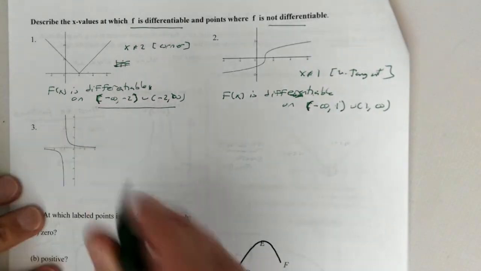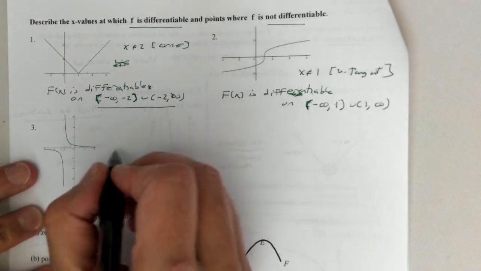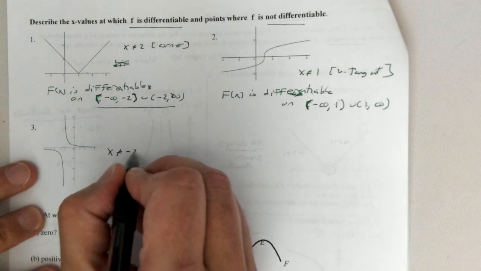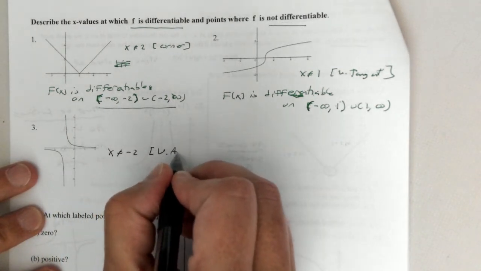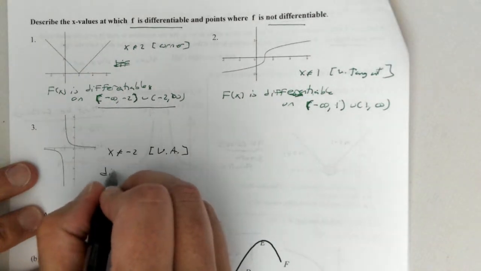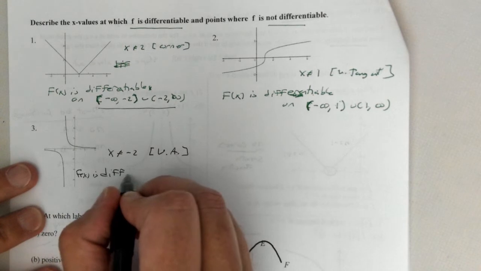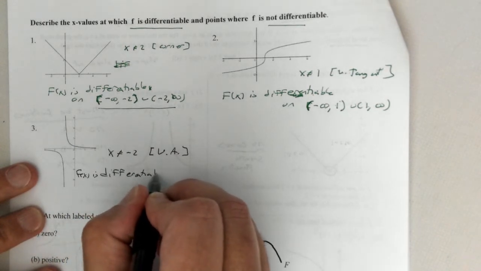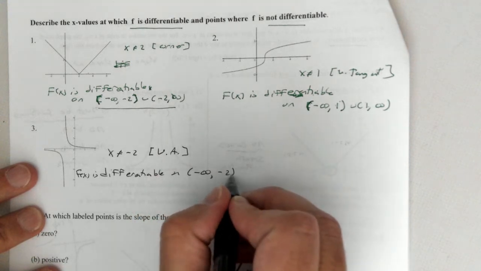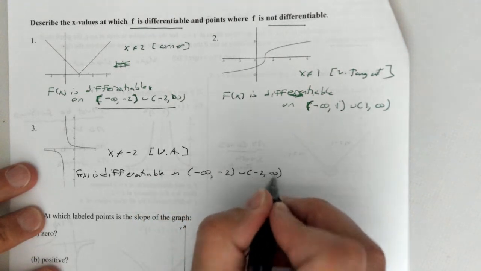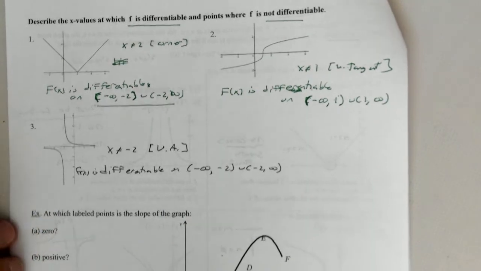Number 3, looks like there is a vertical tangent at, looks like negative 2 there. So x cannot be negative 2. Vertical asymptote, sorry. It's a vertical asymptote right there. So we would say f of x is differentiable on the domain, yeah, look, I did soft bracket, negative infinity to negative 2, or from negative 2 to infinity and beyond. Super easy to do.